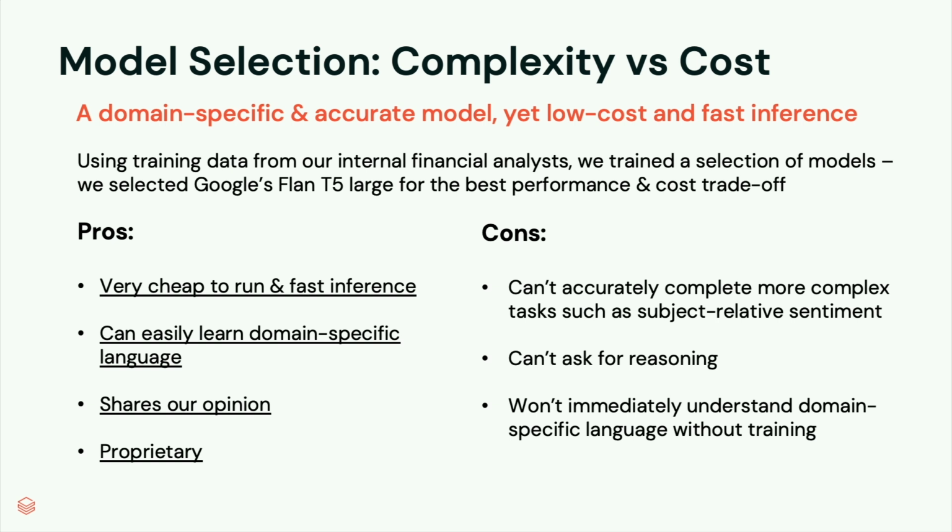Secondly, we can't ask for reasoning, so we don't have that text output. Even though that's useful for some use cases, we really wanted a quantitative output, so we weren't too bothered about that one. And then finally, it won't immediately understand domain-specific language without training.